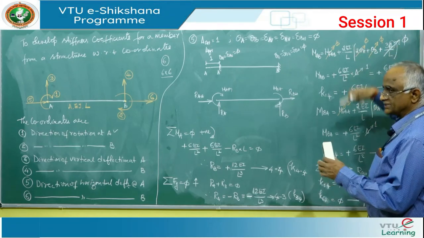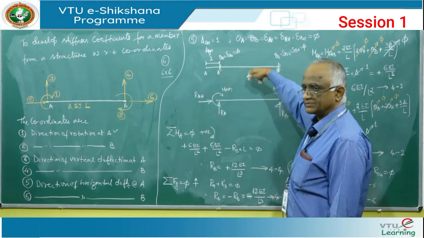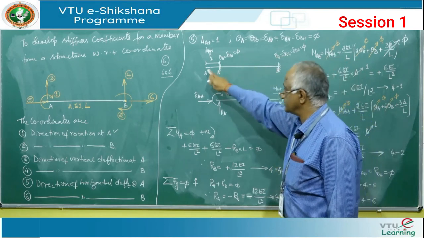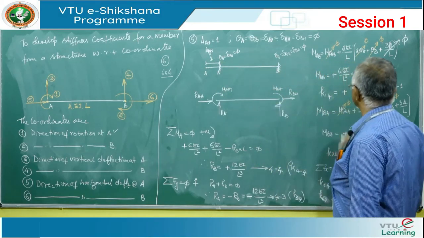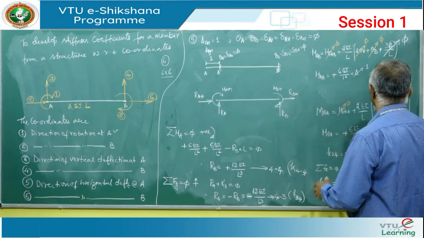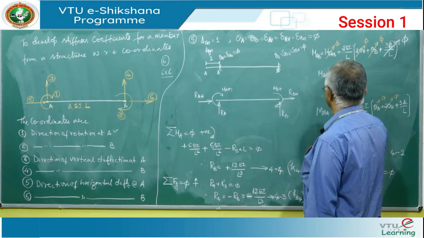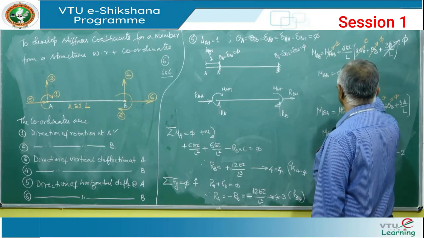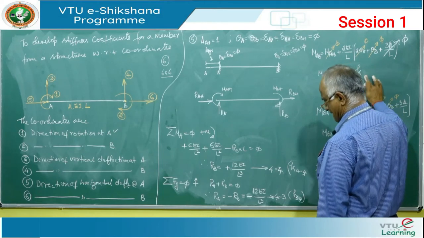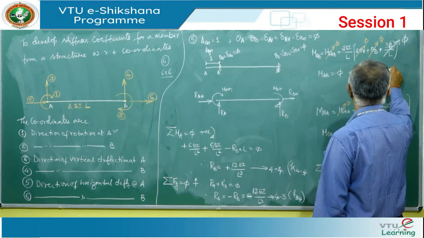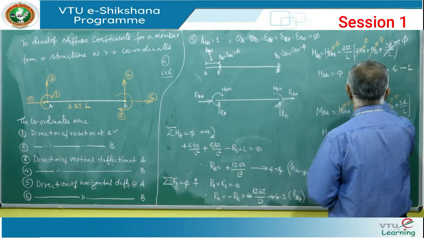This refers to the vertical displacement, relative displacement of A with respect to B. You don't have any vertical displacement here. It is horizontally moved from A to A dash by an amount of unit value. So you don't get this value. So finally, your MAB is equal to zero. That is equal to K 5-1, that is equation 5-1.